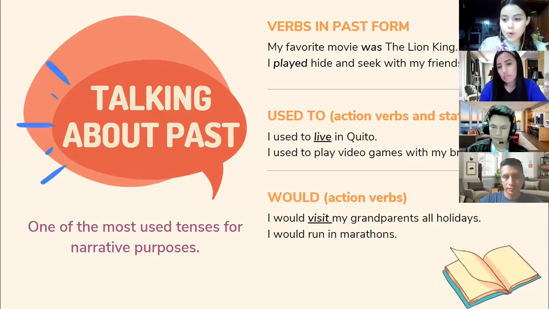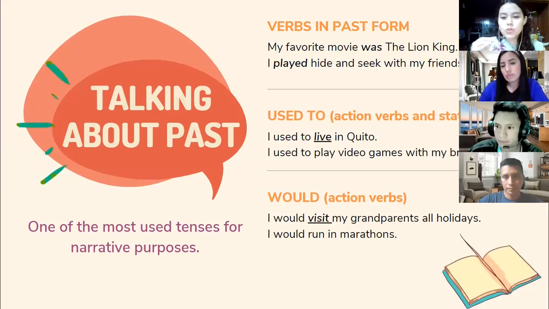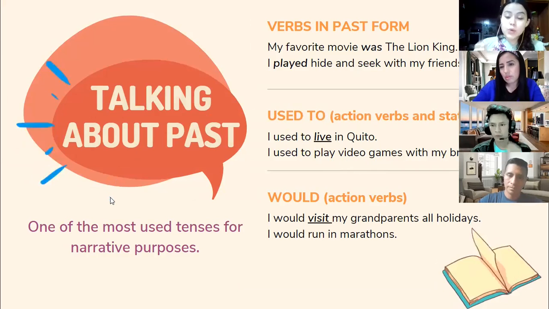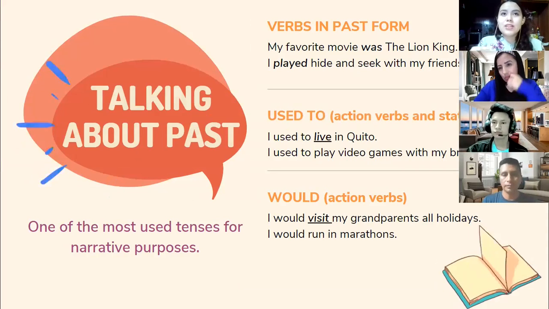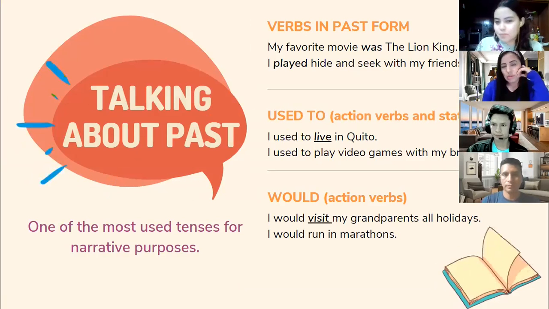Now, the speaking part has started. In this case, I am going to do a short review and we are going to talk about different ways to talk about the past. This tense is one of the most used because we use it to talk about narrative things. For example, if we want to talk about how our day was, it is pretty normal to use this tense. Now, we can use the verbs in past form. For example, my favorite movie was The Lion King when I was a kid. I played hide and seek with my friends. So I am talking about the past.